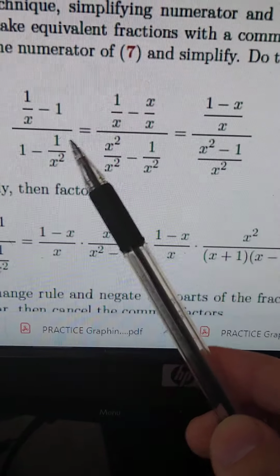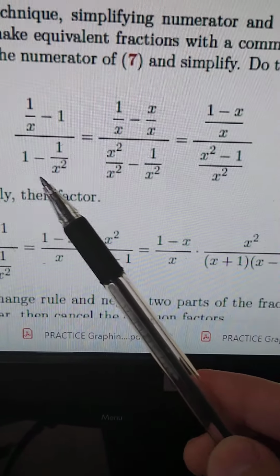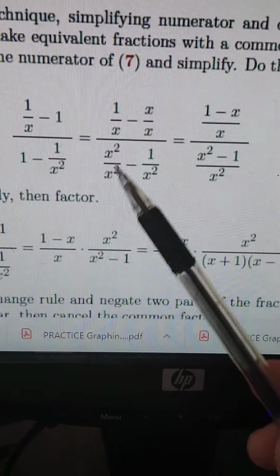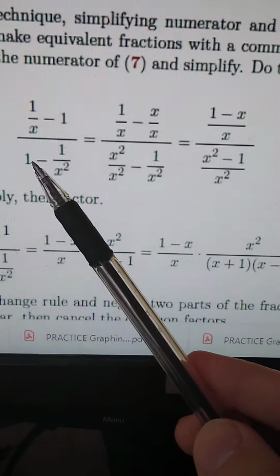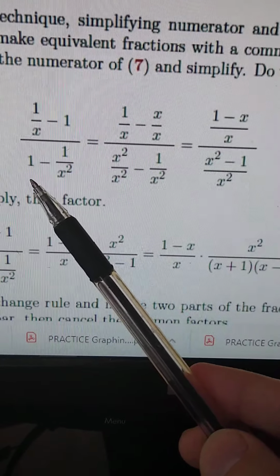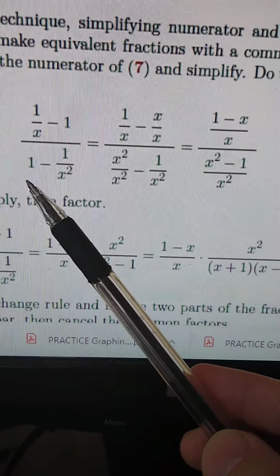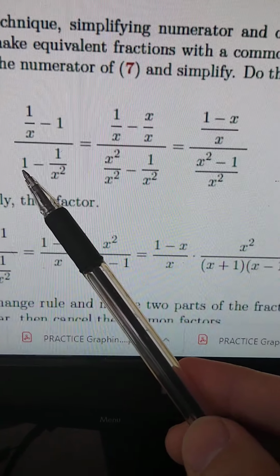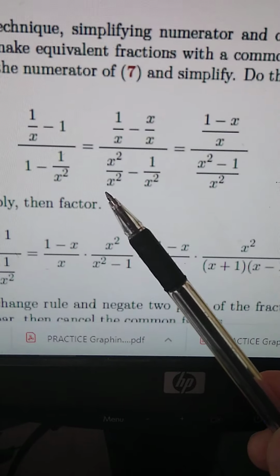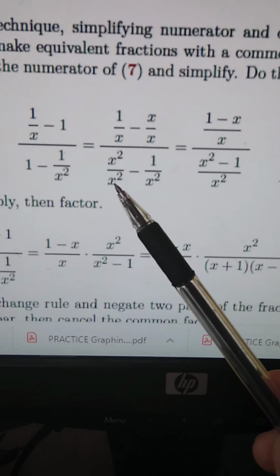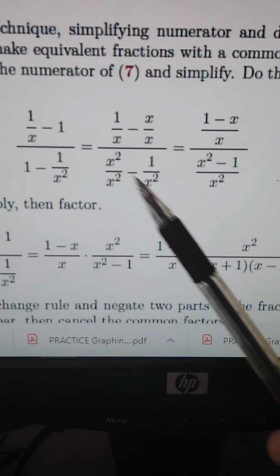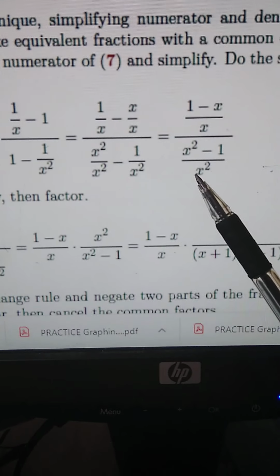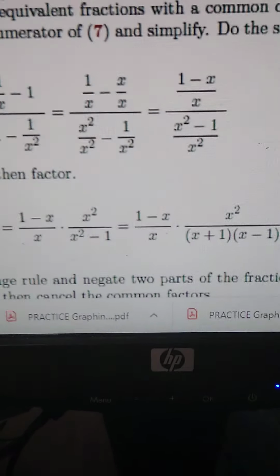Now let's come down here. Same thing, 1 minus this, so I need a common denominator of x squared. So I'm going to give this an x squared over x squared. So this gets multiplied by x squared on top and bottom. Now I know you don't see a denominator, but you know it's an unseen 1. 1 is equivalent to something divided by itself, or x squared over x squared. So now I have a common denominator. I have x squared minus 1 in the numerator, x squared in the denominator as the common denominator.